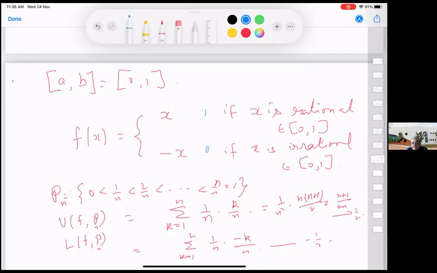So unless the function is such that it is piecewise constant, only then you can get a partition where they will be equal. Upper and lower bounds for that partition will be equal. In general, no. So I was talking about the subset of the family of partitions.